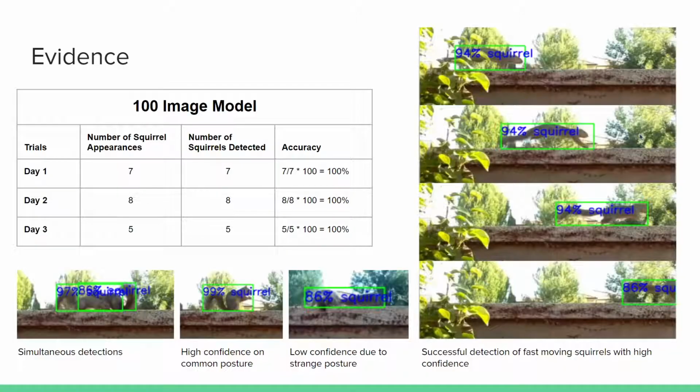Overall, the device was extremely successful. When testing the final model over a span of 3 days, it produced an outstanding 100% detection rate, capturing and recognizing every squirrel that passed through. Furthermore, it was able to detect fast-moving squirrels with a high confidence of 94% and stationary squirrels with a confidence of 99%. In addition, the model was able to accurately detect multiple squirrels simultaneously while ignoring background movement.